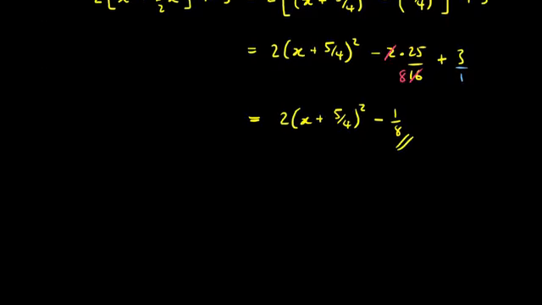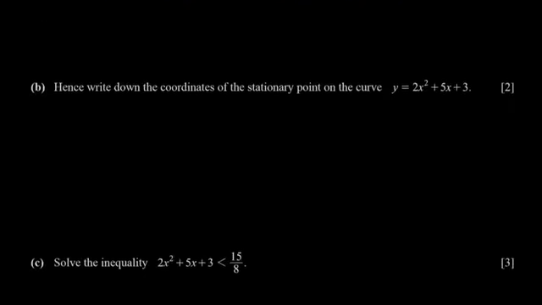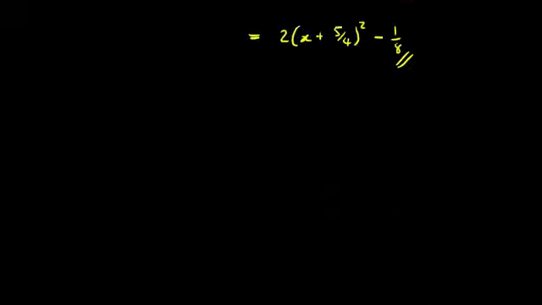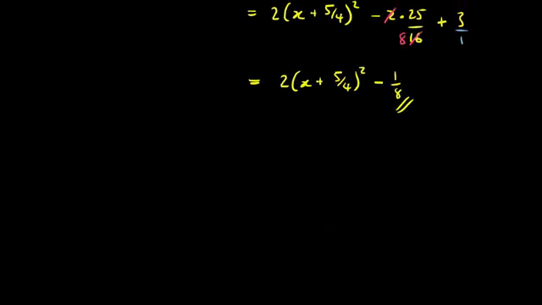Now, the next part of this question is then to state the coordinates of the stationary point. Well, we just got to really look at these two values here, right? 5 upon 4 and negative 1 upon 8. We can say that the vertex is equal to negative 5 upon 4 and negative 1 upon 8.